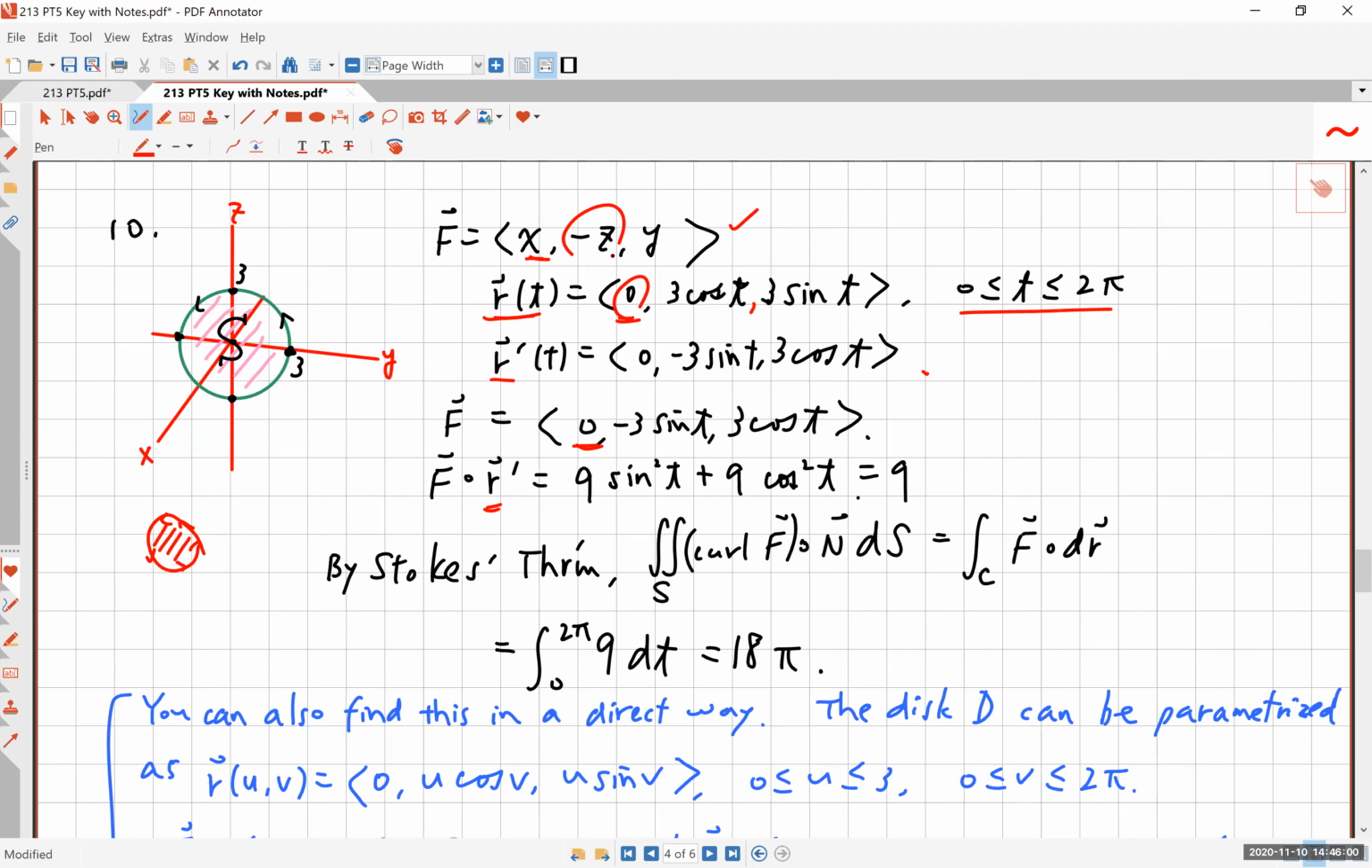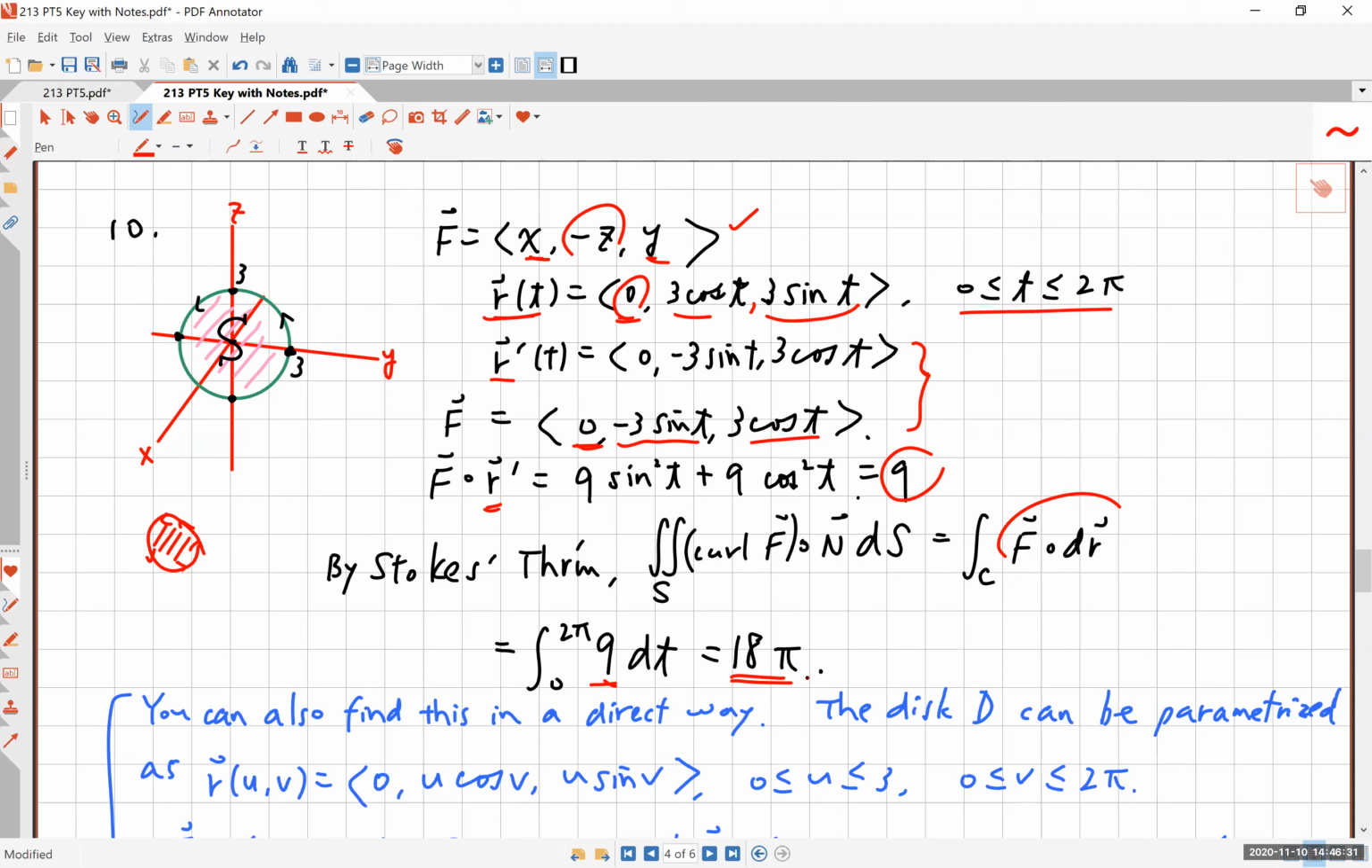Y is, the second component is negative z. So that's going to be negative of this. And then the third component is y, which is 3 cosine t. All right, so you take these two lines, take the dot product of these, and you get 9 sine square plus 9 cosine square. How nice. It is just 9. Okay, so all you have to do is to integrate this, which is just 9 over 0 to 2 pi, and that answer is going to be 18 pi.